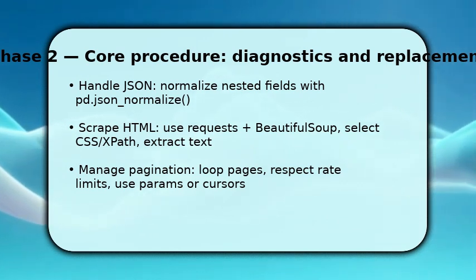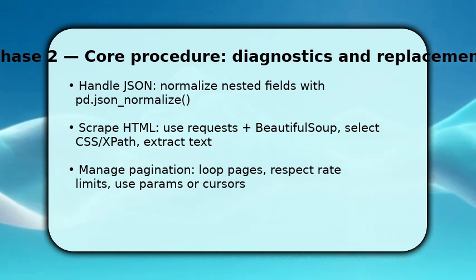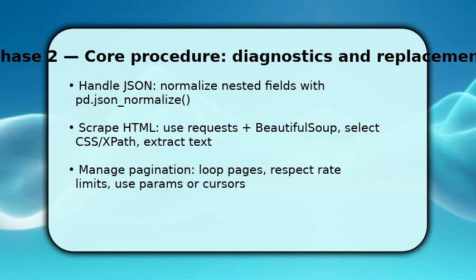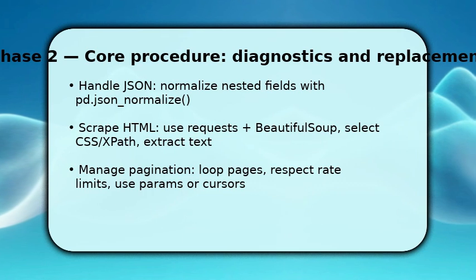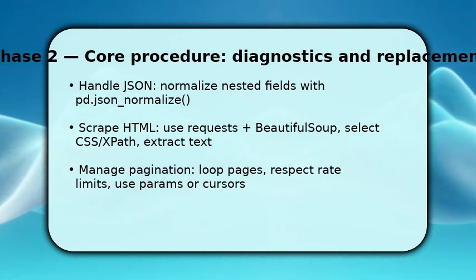Once done with one page, implement pagination. Loop with params or cursor, sleep to respect rate limits, and accumulate rows into a list of dicts. Make sure to convert date strings to datetime and coerce numeric types early to avoid downstream surprises.